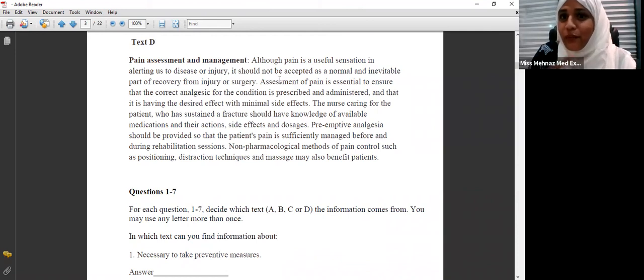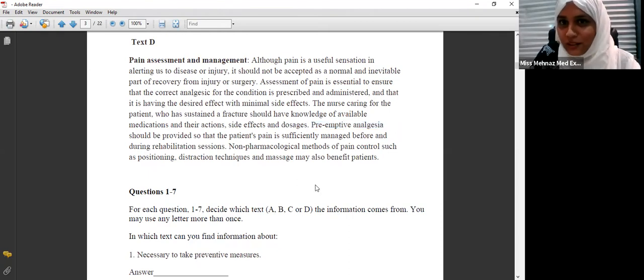So something is given for effective pain management. Here I'm going to do the skimming part. I'm just going to see what is given for effective pain management. Can you see this? Just read this: preemptive analgesia should be provided so that the patient's pain is sufficiently managed. So what should be provided for effective pain management? The answer is preemptive analgesia. Very good. Okay, it's preemptive analgesia.